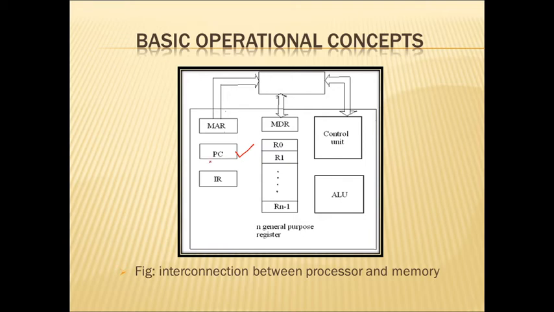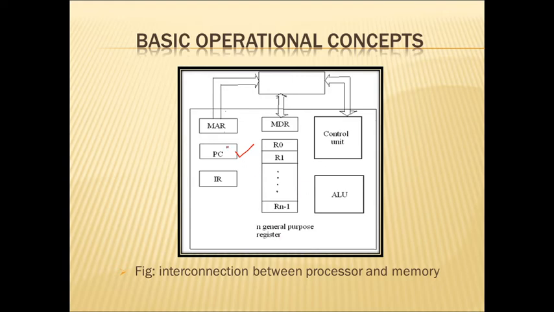The processor also contains n general purpose registers, R0 to Rn-1. These registers are used for temporarily storing data and the results of any computation.